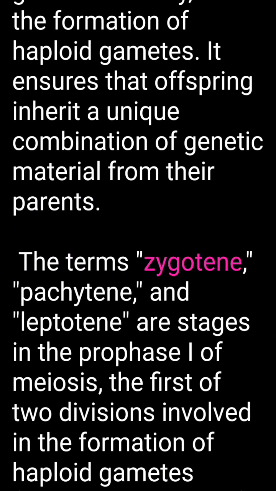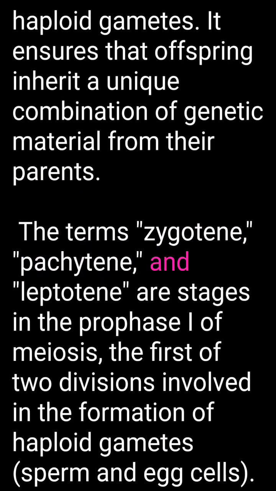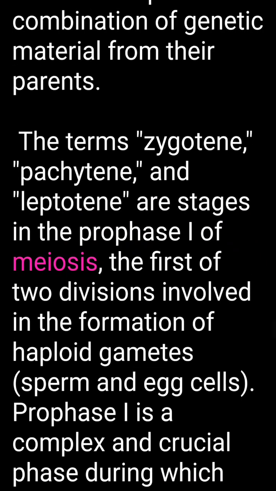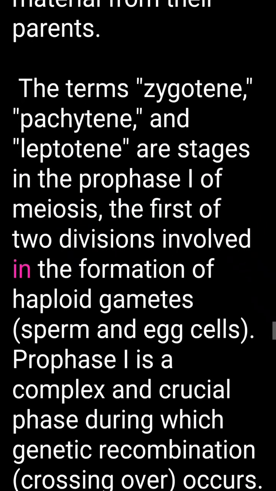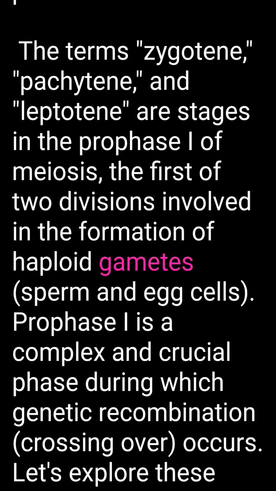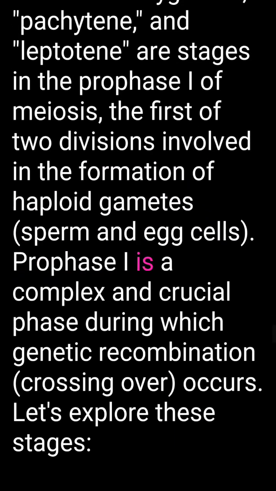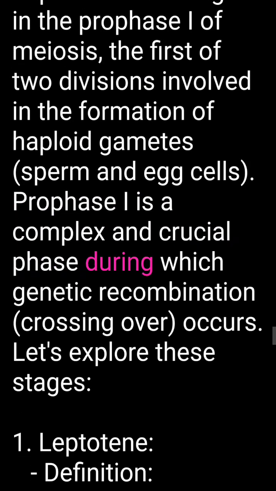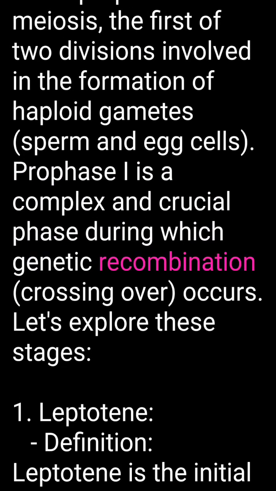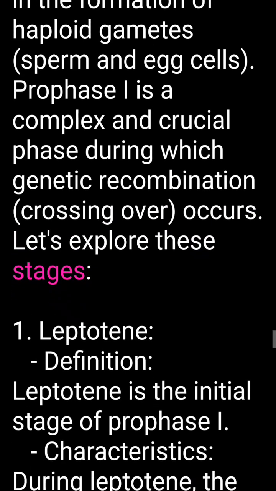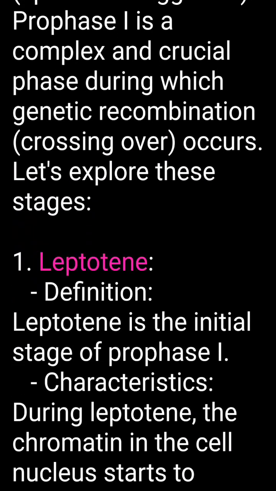The terms zygotene, pachytene, and leptotene are stages in prophase I of meiosis, the first of two divisions involved in the formation of haploid gametes, sperm and egg cells. Prophase I is a complex and crucial phase during which genetic recombination, crossing over, occurs. Let's explore these stages.